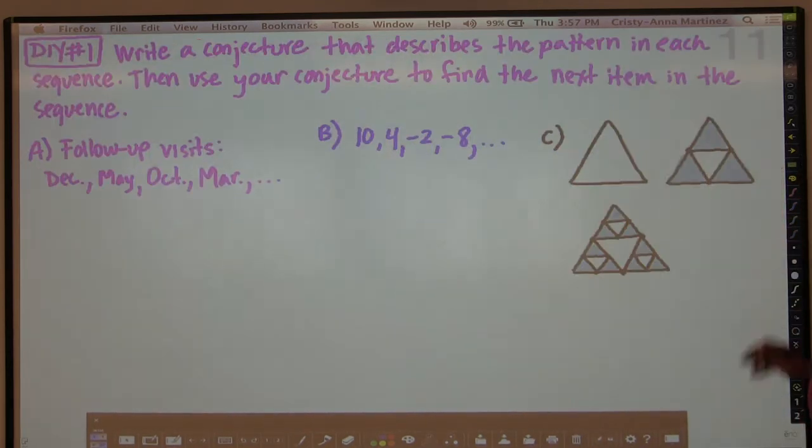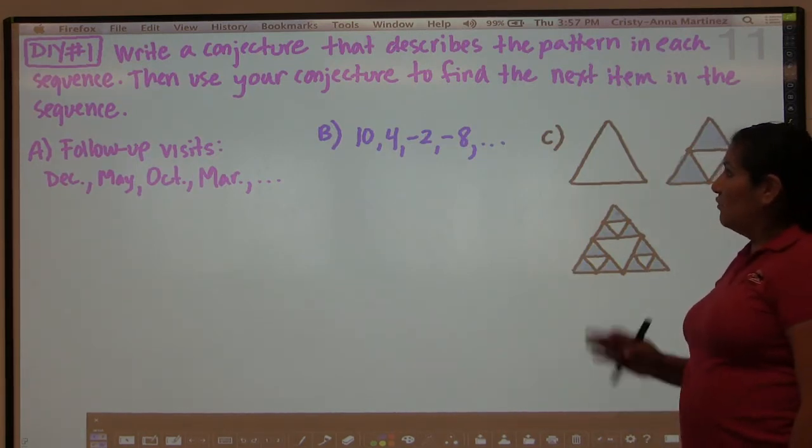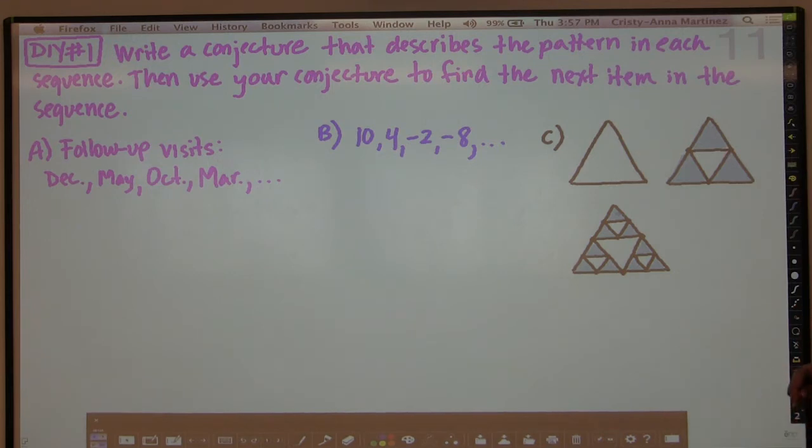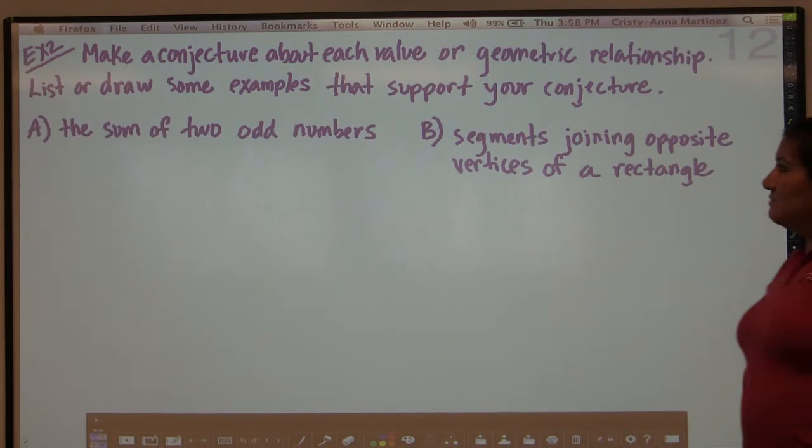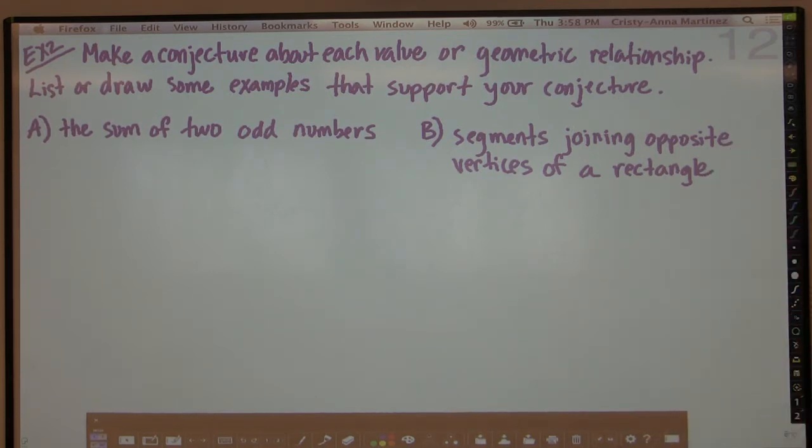So now we're going to try your hand at observing some patterns. We have 3 different scenarios here, and then using that conjecture to actually predict what the next item will be. All right? And then we have example 2, and it says, make a conjecture about each value or geometric relationship. List or draw some examples that support your conjecture. So what's happening in this case is that we don't have the actual numbers or the diagrams to work with. They want us to do that.